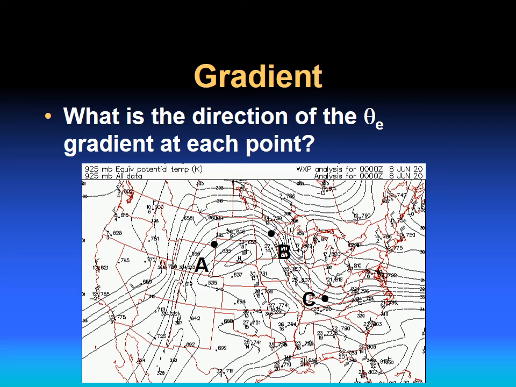So on this particular June day, you could see that there are higher dew points or higher moisture values and higher temperatures in the combination we call theta E, kind of across the central United States near South Dakota and also Nebraska. So at these points, at point A, it points 90 degrees to the isopleths towards higher values. Same thing at point B, and also point C, 90 degrees and towards higher values.